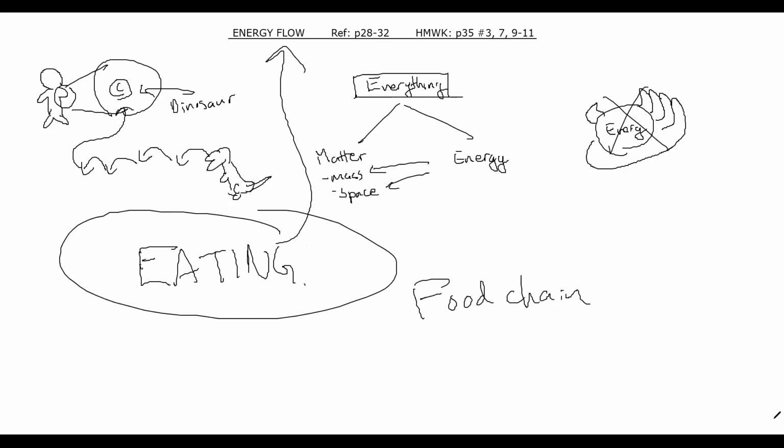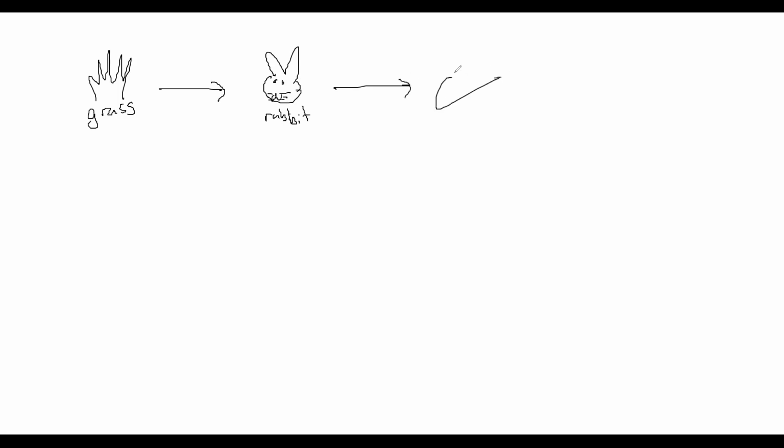So I'm going to go really, really fast. Keep up with me by looking at the summary notes. I'm going to start with a very simple food chain of grass, which is going to be eaten by, how about a rabbit? Which is going to be eaten by a coyote.